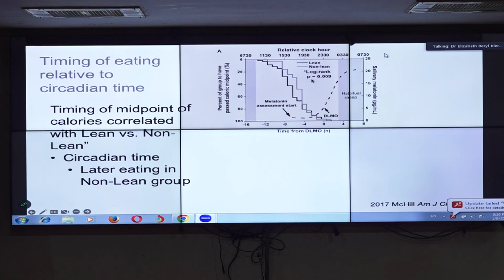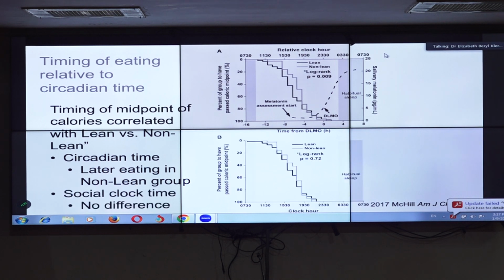So it turns out, I'm sorry, I should have said it the other way around. The lean people eat earlier, they have a percentage of calories that are earlier relative to DLMO than the non-lean people, who ate their calories later relative to their circadian pacemaker. So here, if we use the circadian pacemaker, we can say that the timing of eating is different in those people who are lean versus non-lean. And then we can decide, oh, there's a circadian difference. Can we change the timing that people eat and maybe move them from being non-lean to lean? Is this one way of helping people lose weight?